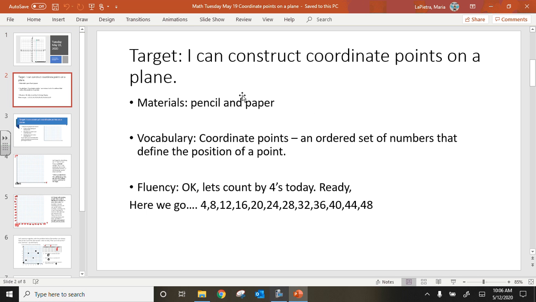Our target for today: I can construct, again, there's that vocabulary word construct, to build something, to make something. I can construct coordinate points on a plane. You should have a pencil and paper ready.